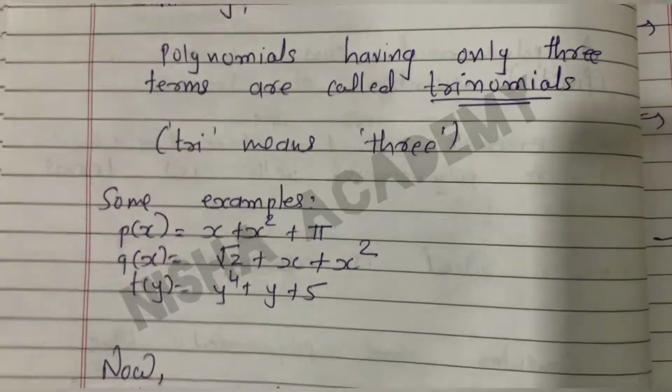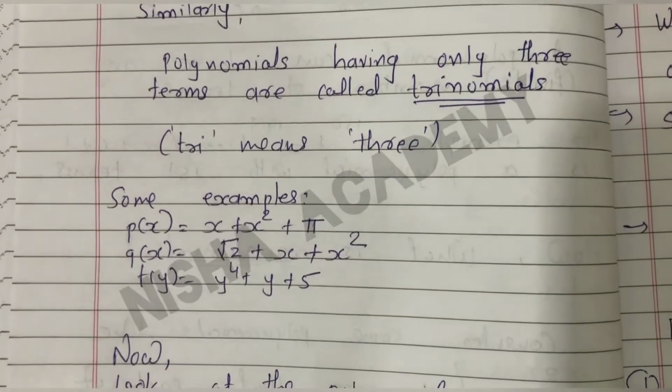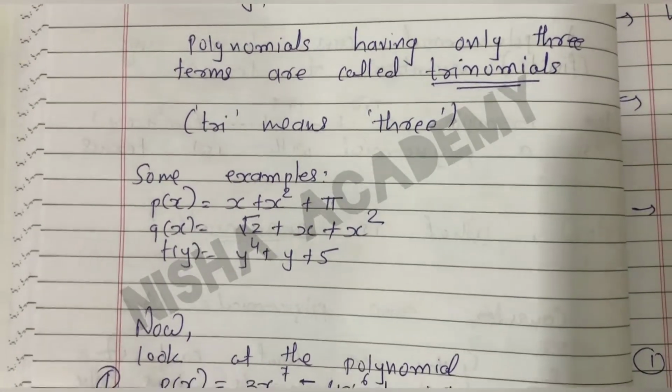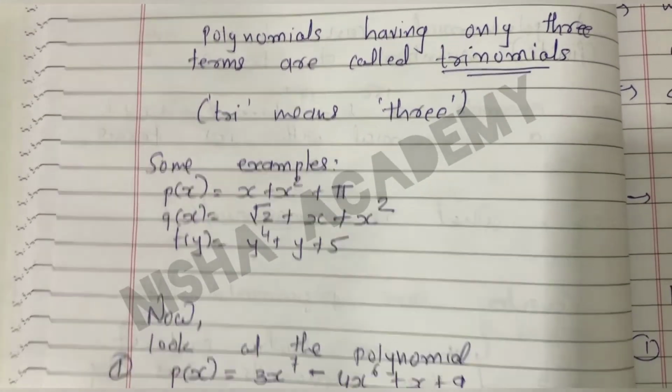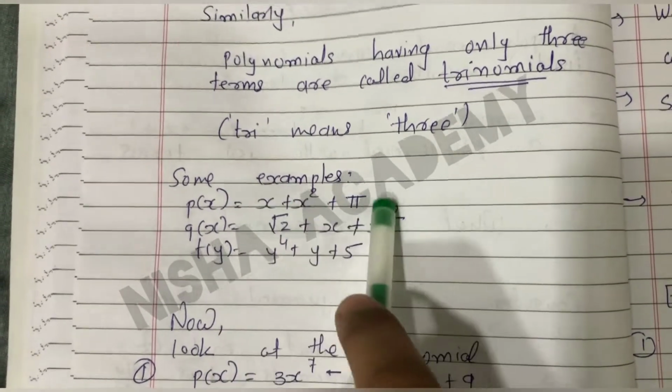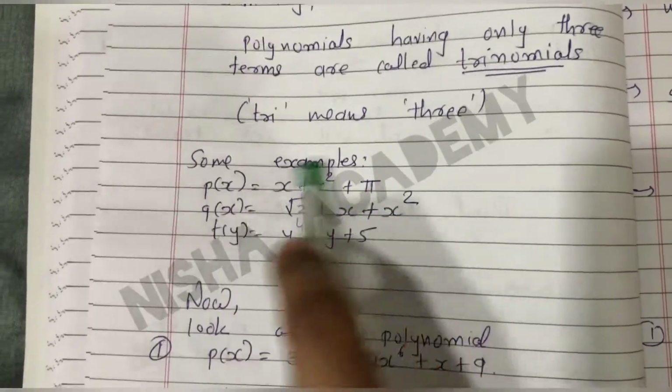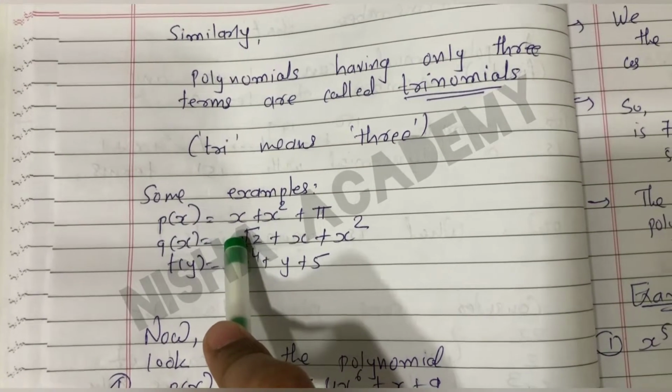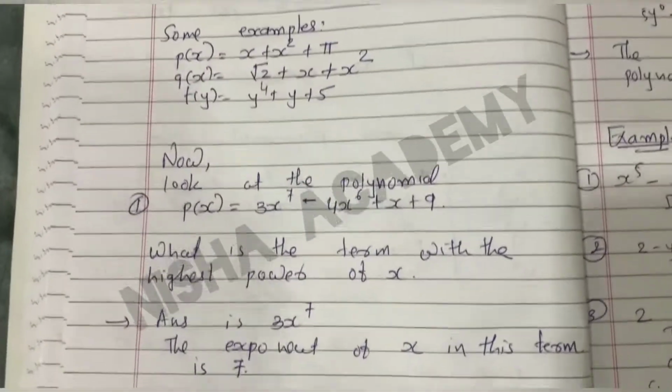Next, similarly, polynomials having only three terms are called trinomials. Tri means three, and an example is x plus x square plus y, which has three terms. So polynomials having only three terms are called trinomials.